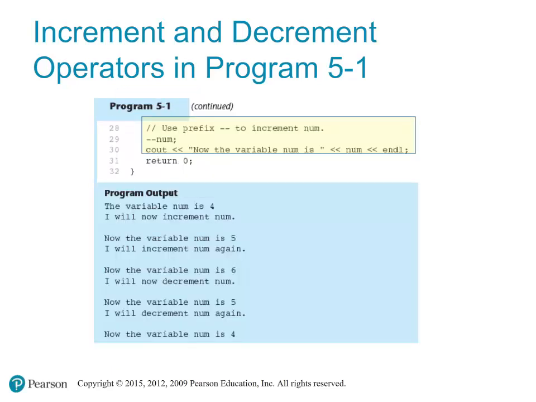The statement --num is used. Num is decremented again by 1, making it 4. The new value is displayed. So this is the program output. This program shows how to use both prefix and postfix forms of the ++ and -- operators. It demonstrates the effects of those operators on the variable num.